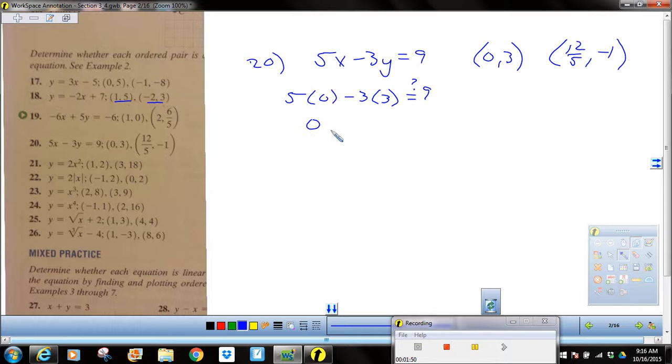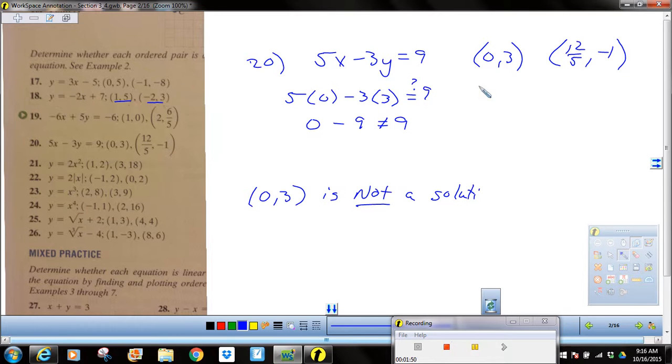5 times 0 is 0. Negative 3 times 3 is negative 9. 0 minus 9 is not equal to 9, so 0, 3 is not a solution.